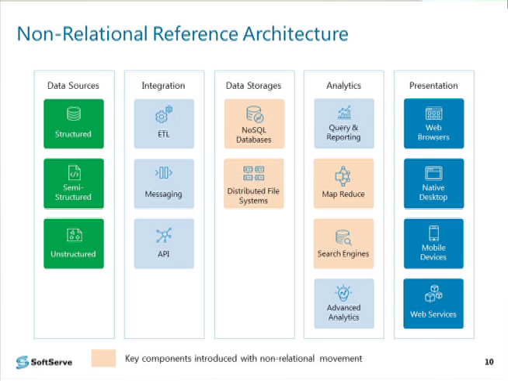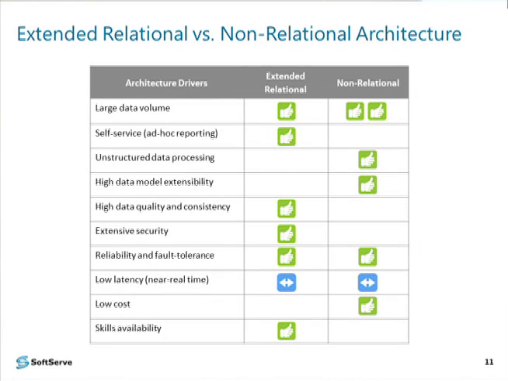Also, distributed file systems are a new component here. And Jeremy, I believe, will talk more about this in regard to MapReduce, which is a basic analytics technique to process big data. And also search engines such as Elasticsearch, Splunk, Solr, new technologies that help to work with unstructured and semi-structured data. So here's a trade-off between extended relational and non-relational architecture.